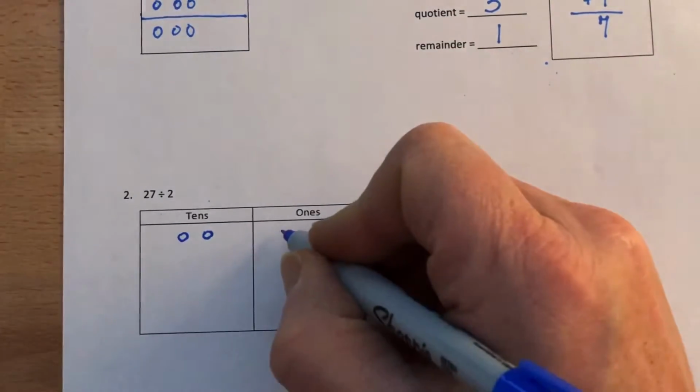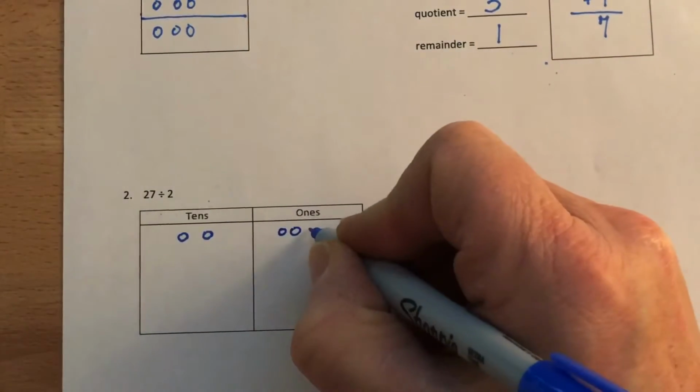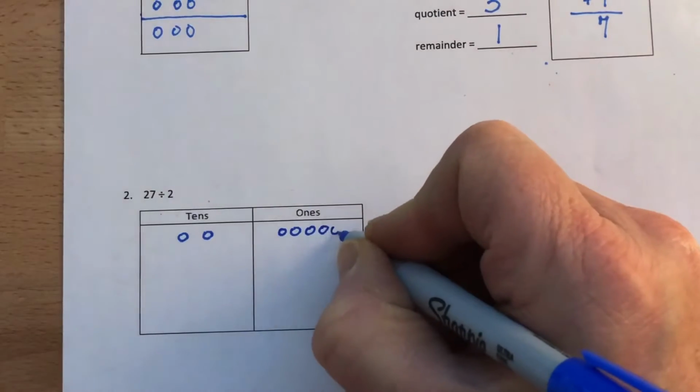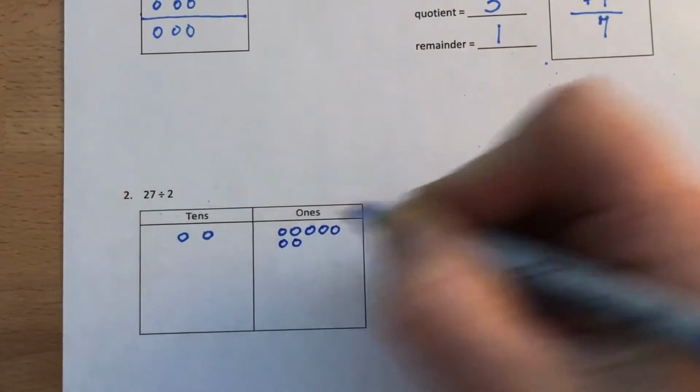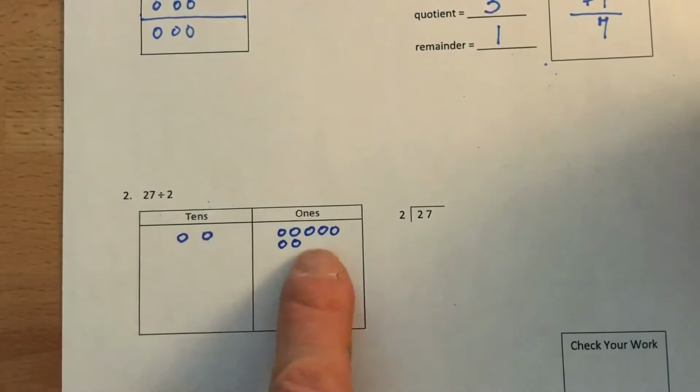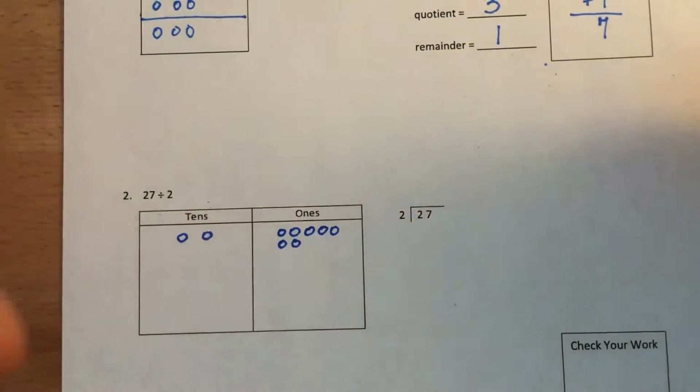7 is correct. 1, 2, 3, 4, 5, 6, 7. Okay, so there's my 27. 27 and 27. That's my dividend.